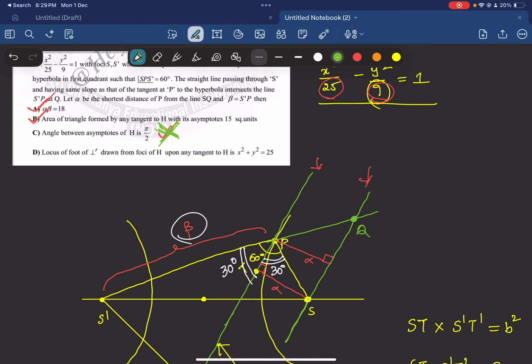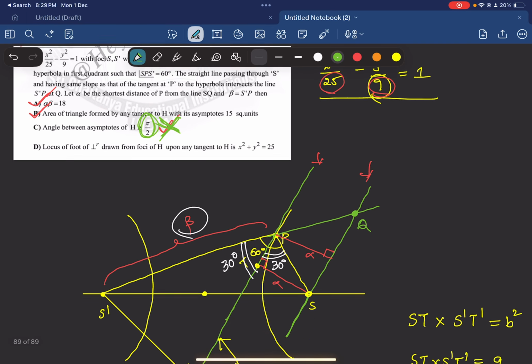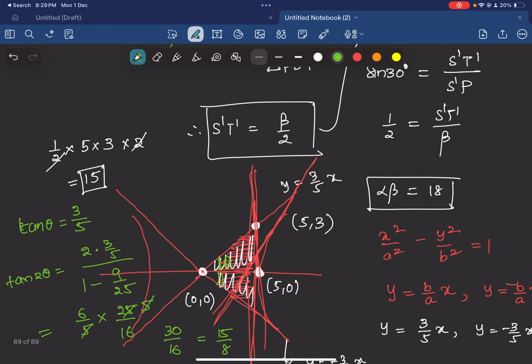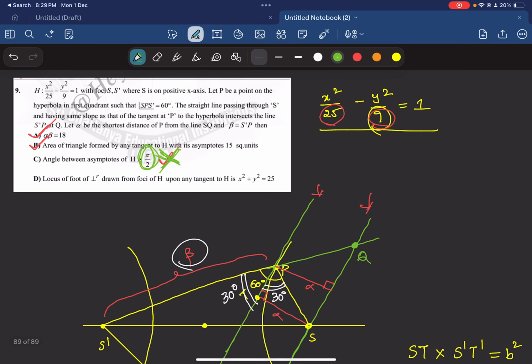So you can directly tell that from the slopes also, since they are telling the angle is 90 degrees, and you know that your slopes are 3 upon 5 and minus 3 upon 5. The product of those two is not minus 1. So therefore the angle between them will not be equal to pi by 2. So therefore this particular option is wrong.